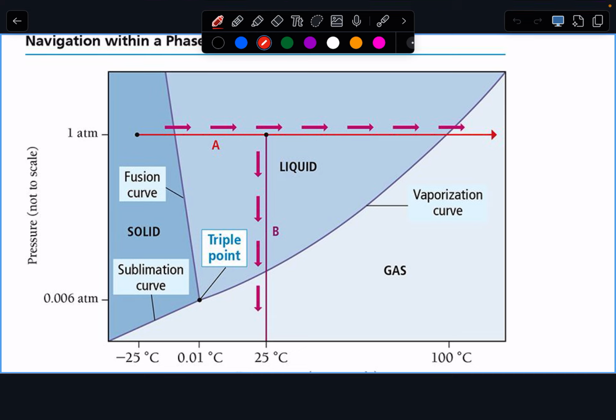So anytime you're changing temperature, which would be going this direction, or changing pressure, which would be going this direction, if you cross over one of those lines, then a phase change will occur. The phases will always be solid, liquid, gas. They're all interconnected, but they always are in that order. So this block over here will be solid, this block will be liquid, this block will be gas. Even if they're not labeled, you can assume that.